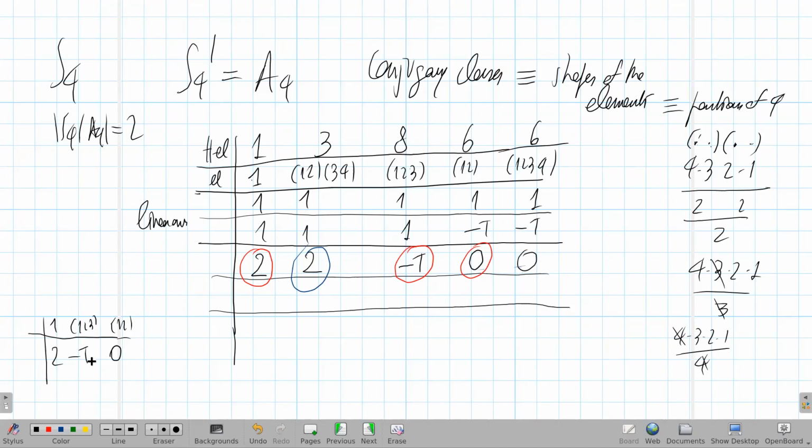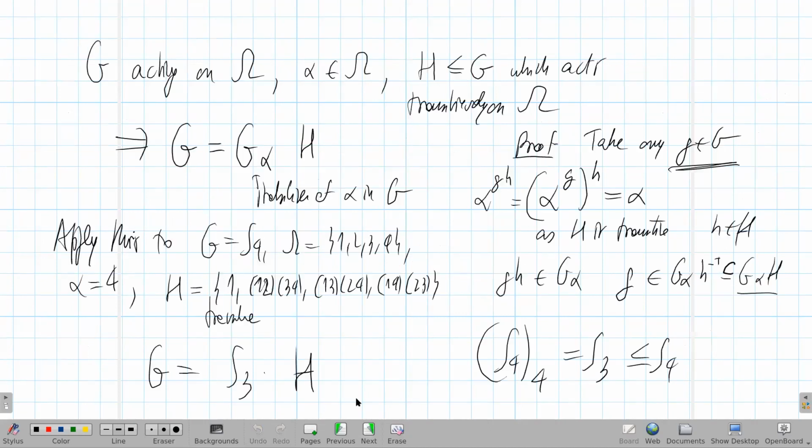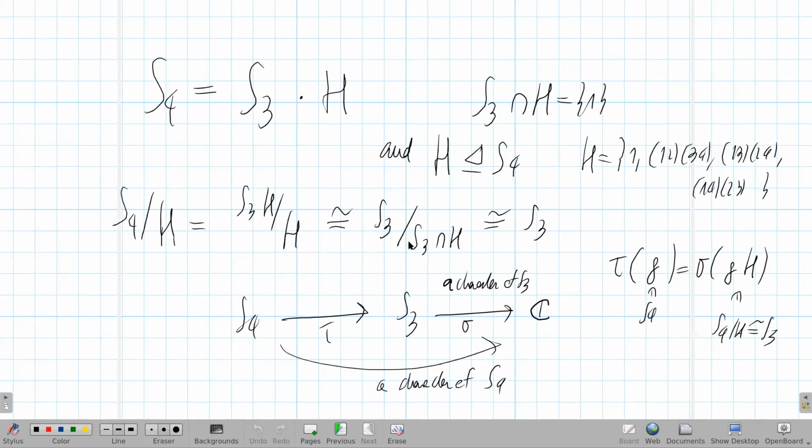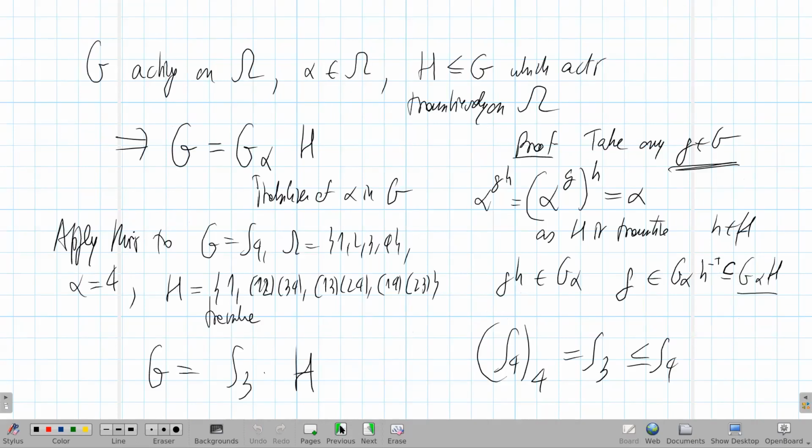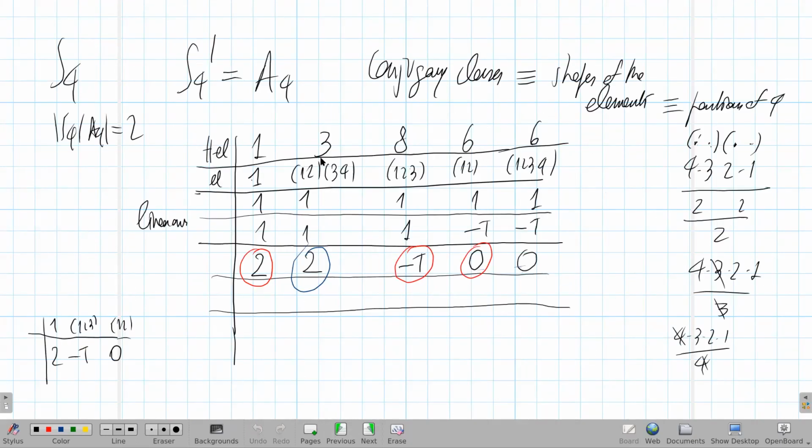So we have seen an instance of lifting a character. We know a character of S3, S4 modulo H is isomorphic to S3, and so by composing with the map from S4 to S3, you get a character, or a representation if you prefer, of S4. Let's see what is missing. There are 2 characters missing because there are 5 conjugacy classes, and so far we have found 3 characters. What can we tell about the other 2 characters? Let's call them chi1 and chi2.